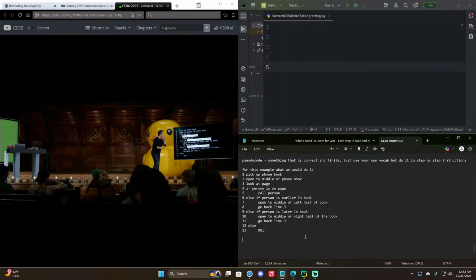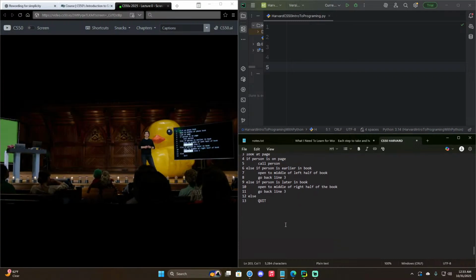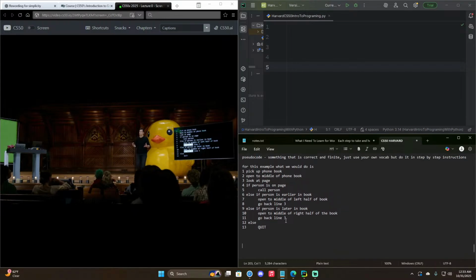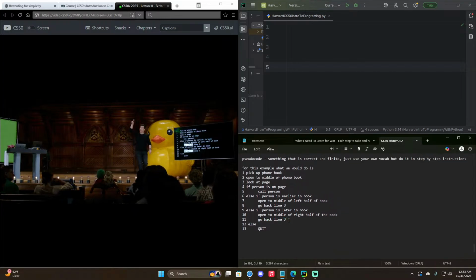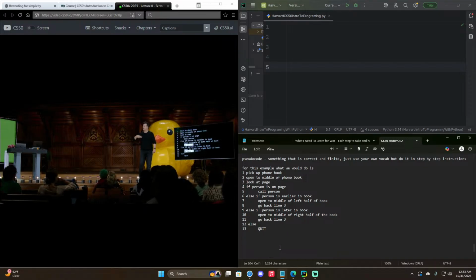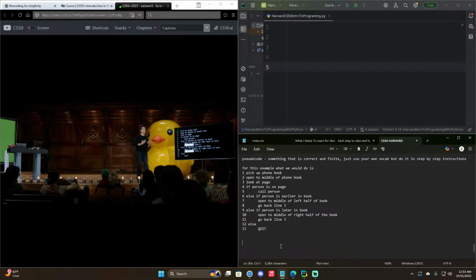But there's another construct in here, go back to, which literally makes me go back to line 3, potentially again and again and again, creating some kind of cycle, or what we'll typically call a loop instead.